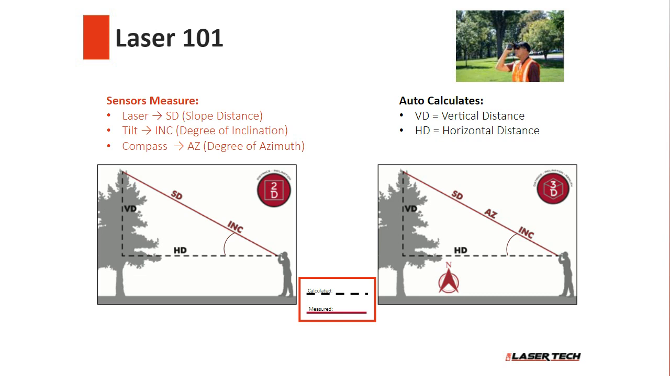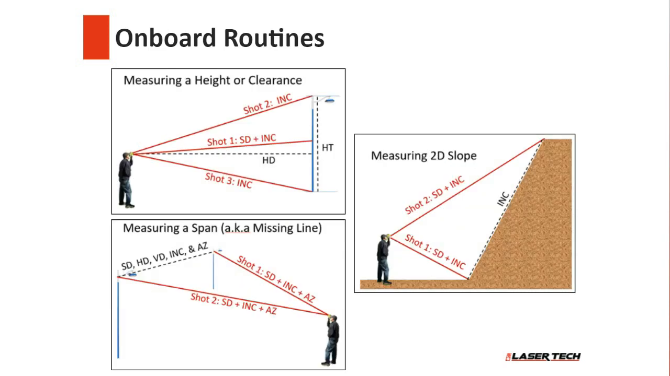With the press of the fire button, all our sensors measure, depending on the model. And once we get those measurements, the unit automatically calculates the VD, or vertical distance value, and HD, horizontal distance value. You get to see all those values in the display of the TruPulse laser rangefinders. Those values will output through a serial port and Bluetooth. We have units that do have wireless communication. Not only measuring distances and angles, we have onboard routines, making it a professional laser rangefinder.